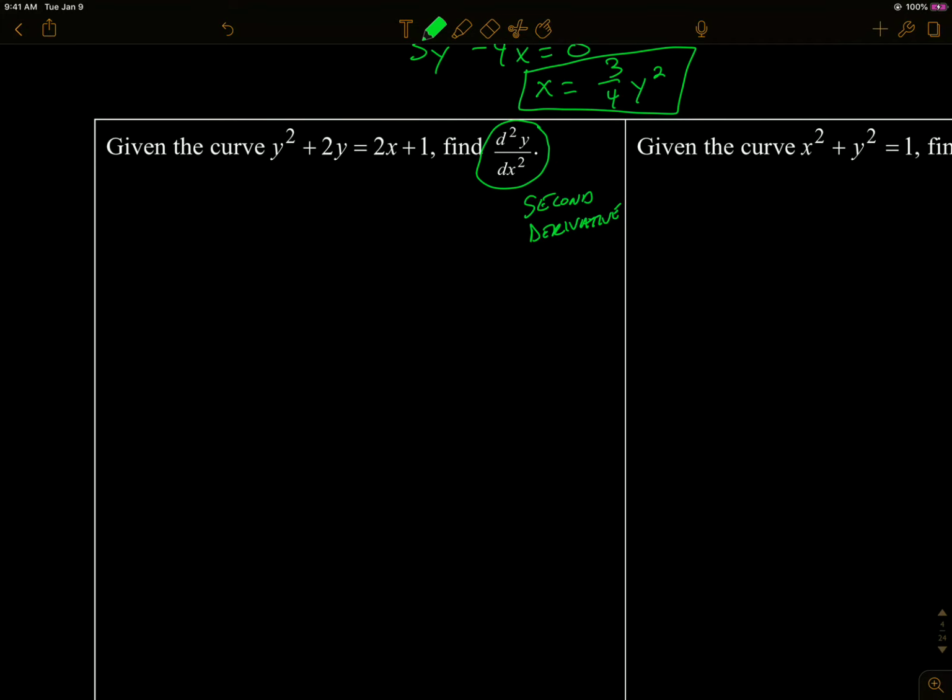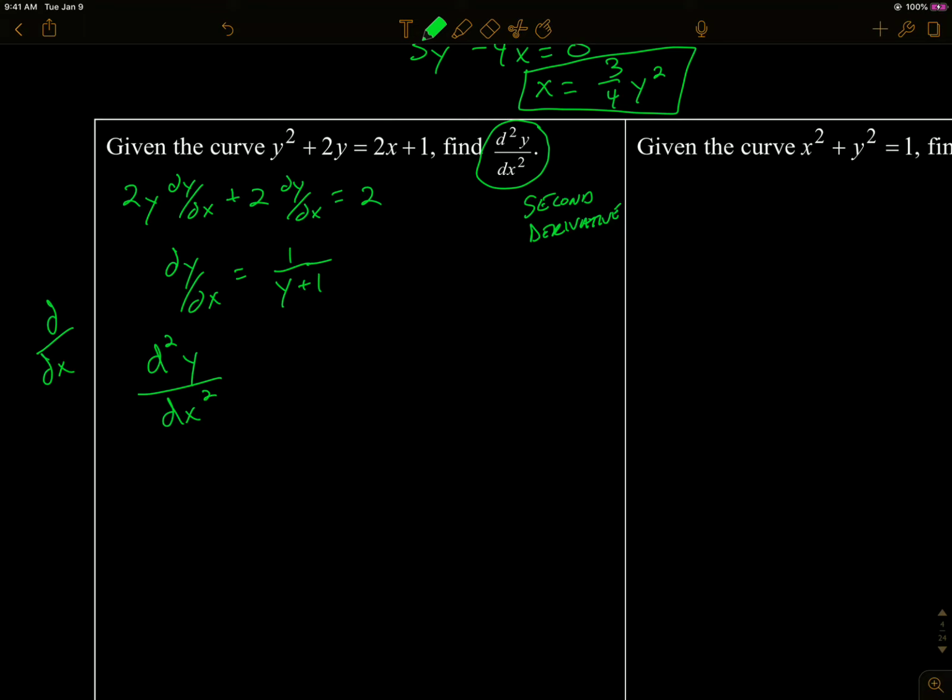So I start by finding the derivative. So it's 2y dy/dx plus 2 times dy/dx equals 2. So you want to solve for dy/dx, and you're going to get dy/dx equals 1 over y plus 1. You can pause the video and see if you can simplify down to get that. There's your first derivative. So now I want to find the derivative of that. So now it's d squared y over dx squared. That's how we write our notation for second derivative. It's like you're finding d/dx of y, twice differentiable. So you can kind of think of it like that.